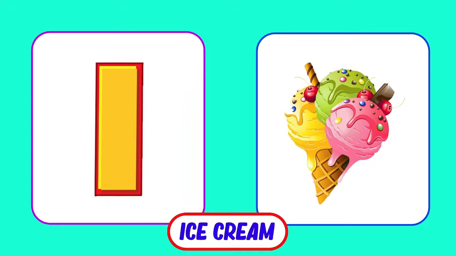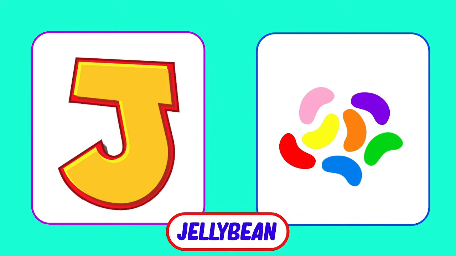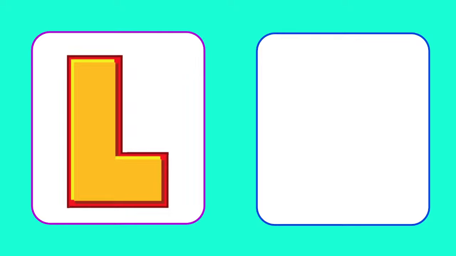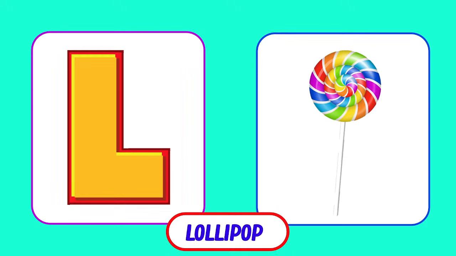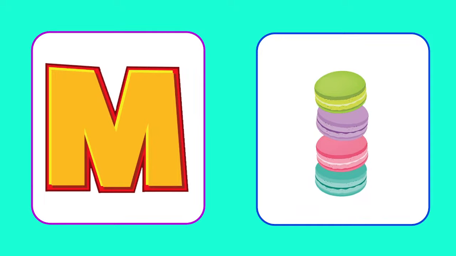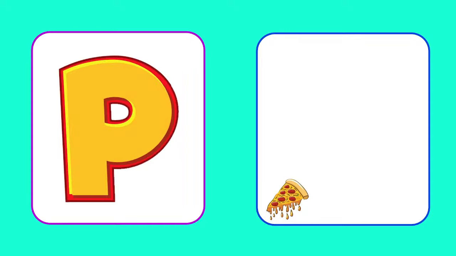J is for jelly bean. K is for key lime pie. L is for lollipop. M is for macaroons. N is for noodles. O is for omelette. P is for pizza.